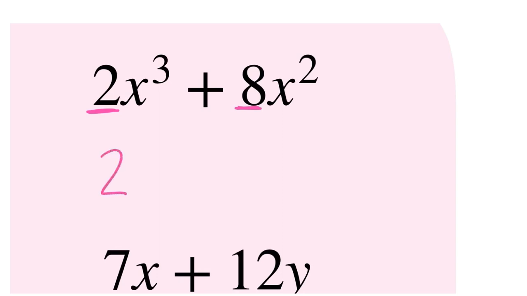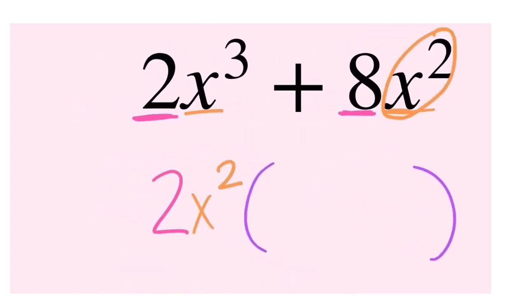And then you have to look at your variables. They both have x, and what's the smallest amount of x's you see? I see that there's 2 here, so that's the most that I can take. I can't take any more than 2 because, again, this one only has 2 to give up. So that's the most that I can take. I'm going to take 2 of the x's, so x squared. And then I'm going to divide both of these by 2x squared, because that's my GCF.